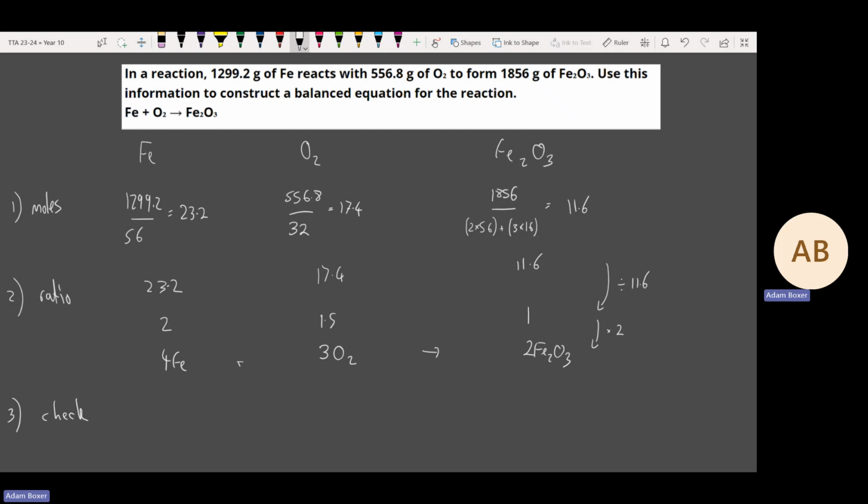I'm then going to check. Oh, I've run ahead here. I've not made you do any steps. Sorry about that. Check, pause the video and check that I've balanced that correctly. And I'm hoping what you're seeing is I've got 4 Fe's here, 4 Fe's there. That's 4 there, 4 there. And here I've got 6 oxygens, and here I've also got 6 oxygens.